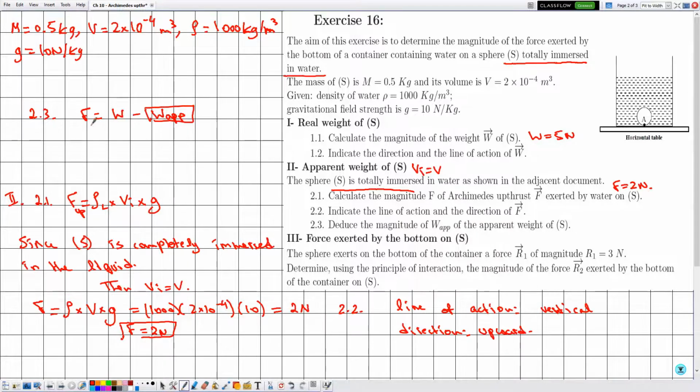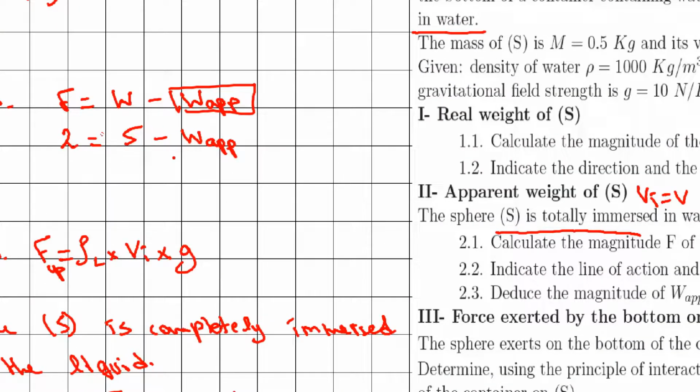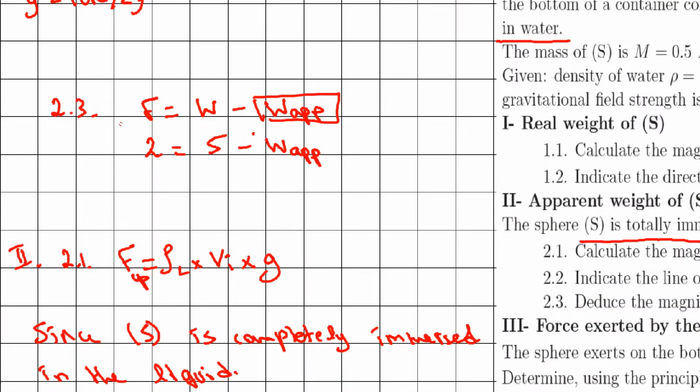Now replacing the values here, the value of F is given by 2, the value of W is given by 5, and we keep W apparent as a variable. So what's the type of this equation? This is a linear equation in one unknown. The unknown is given by W apparent. So how do we solve this equation? We put W apparent on one side and all the other numbers on the other side.